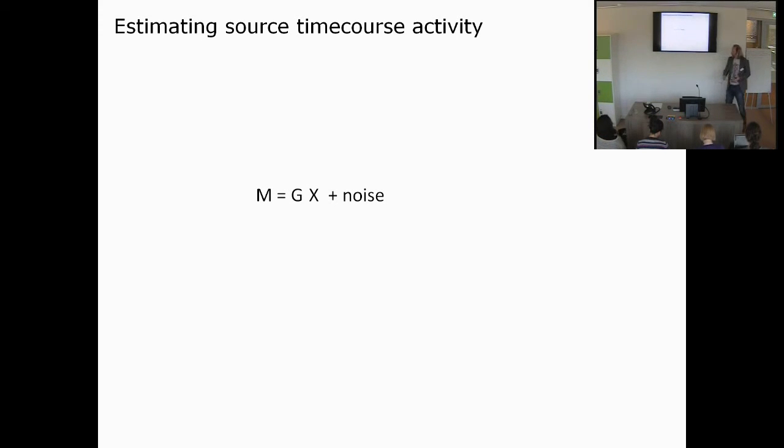And what we in general have is a linear data model where the measurement is a gain matrix times the sources plus some noise. And we have linear superposition, so we have the gain matrix, the spatial distribution for source 1, plus the spatial distribution for source 2, etc. So it's a linear superposition of many sources.